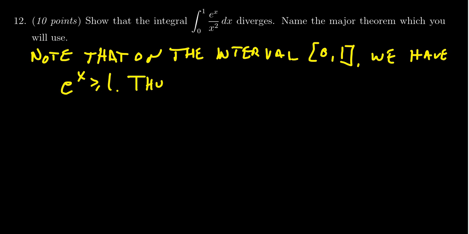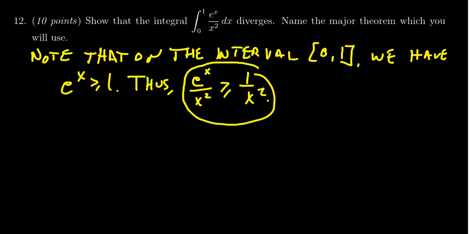Thus, if you take this inequality and divide everything by the positive quantity x squared, you're going to get that e to the x divided by x squared is greater than or equal to 1 over x squared. And so this right here is the critical observation, because this is the function we were given. Its antiderivative is too hard to approach directly. But by comparison, this is a smaller function. And so I want to consider the integral of 1 over x squared here.